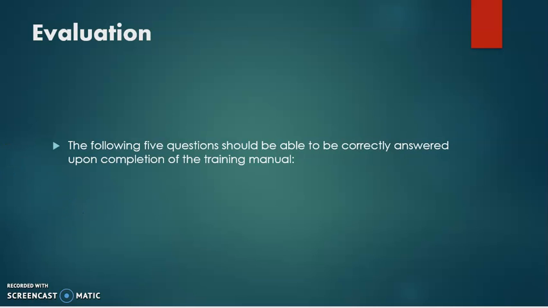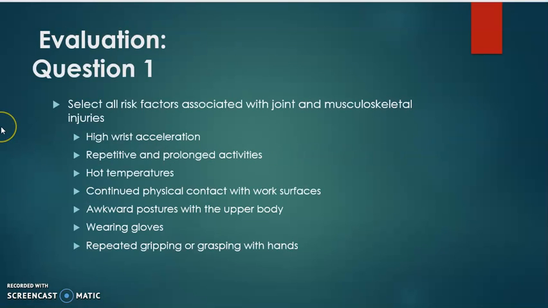So here are some questions for you guys that you should be able to answer now. You might need to refer back to the video if you need to. So question 1, select all risk factors associated with joint and musculoskeletal injuries. Just select all that apply, and you guys can pause and figure out your answer from here.